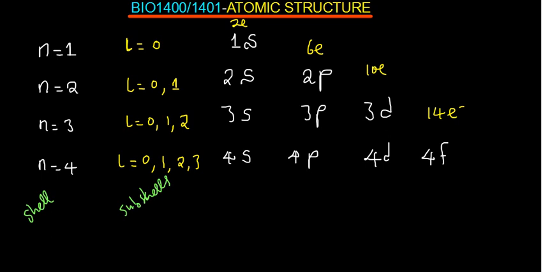From here you can see there is nothing like 1p. 1p doesn't exist. For the 1 you only have one s. You don't have 1p, you don't have 1d. Same with the 2, there's nothing like 2d. 2d is wrong.